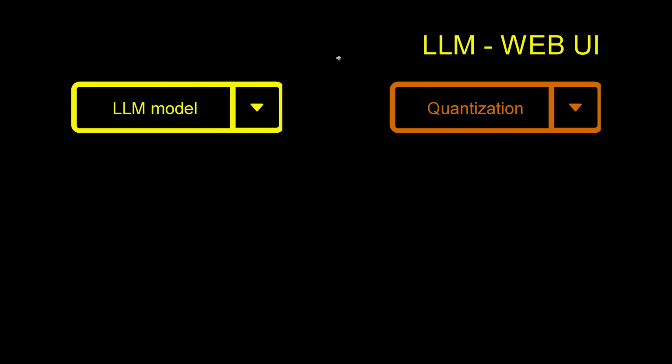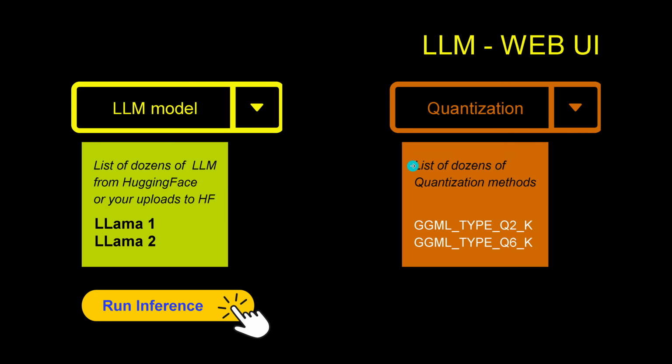Now, in general, in the simplest case, we have 2 drop-down menus. We have one drop-down where you choose your LLM model, and you have one drop-down where you choose the quantization methodology.